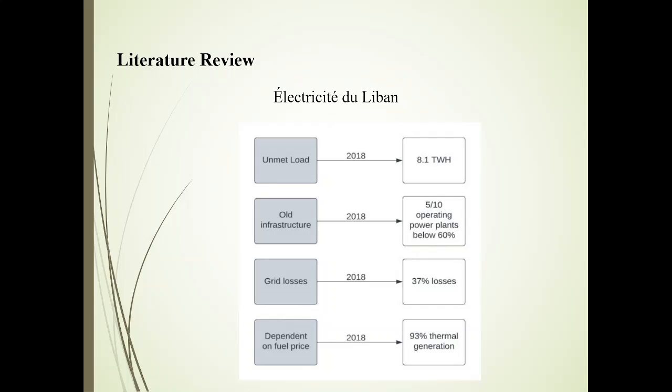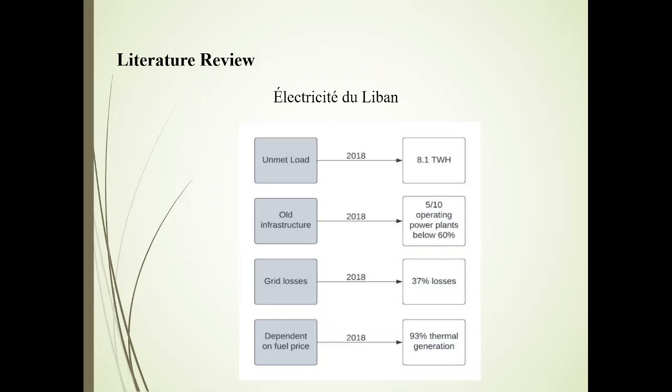For the literature review, I'll start with the history of Lebanese electricity. EDL, or Electricité du Liban, is a governmental public industrial company. It controls 90% of the country's power. It has serious problems covering the total demand due to various reasons.